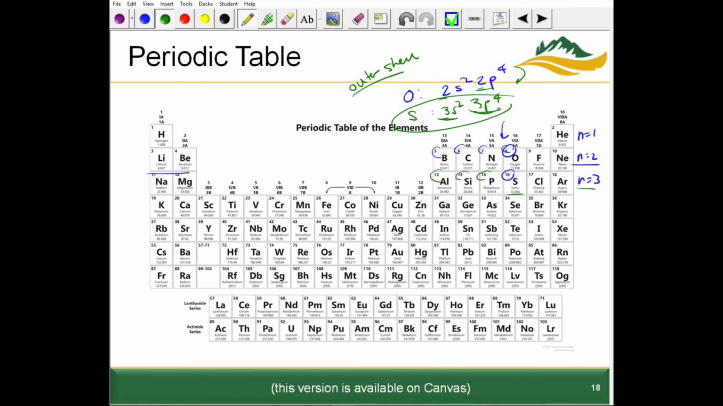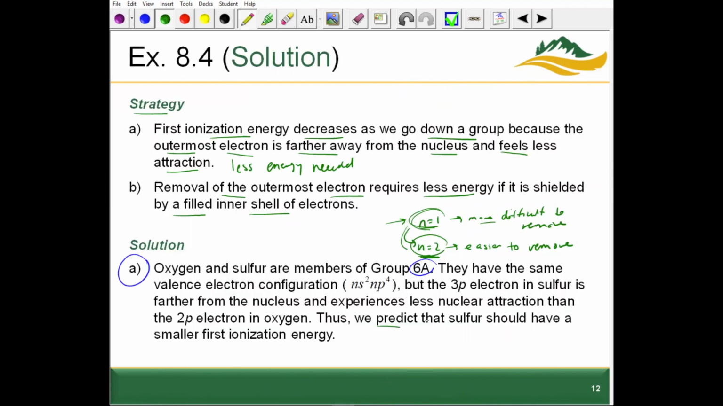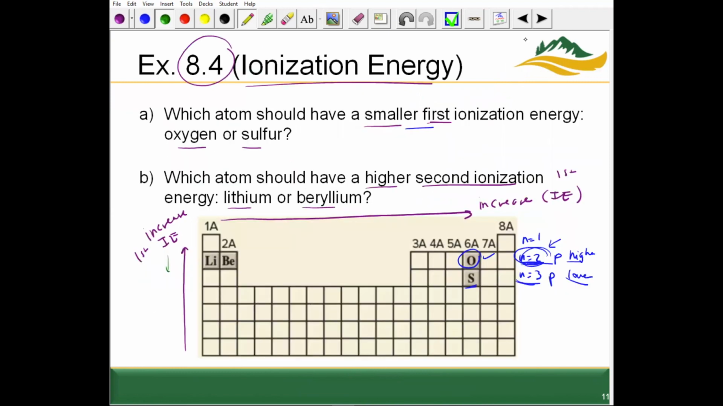Those electrons are further from the nucleus. So lower ionization energy for a higher value for n. So here we predict that sulfur should have a smaller first ionization energy compared to oxygen.